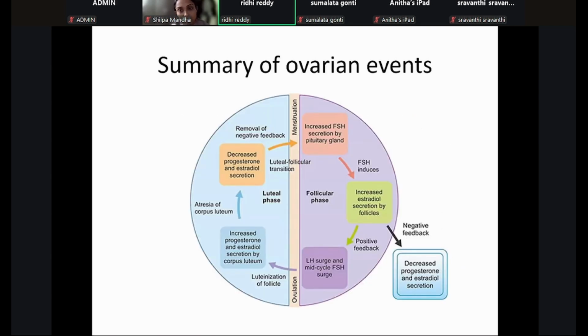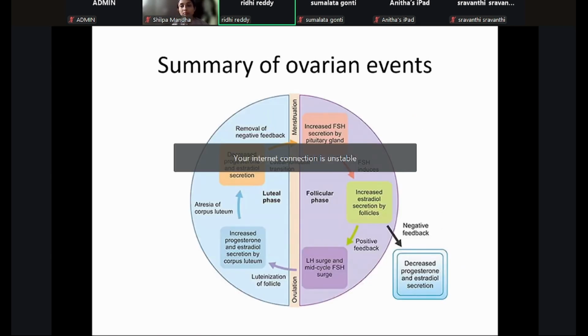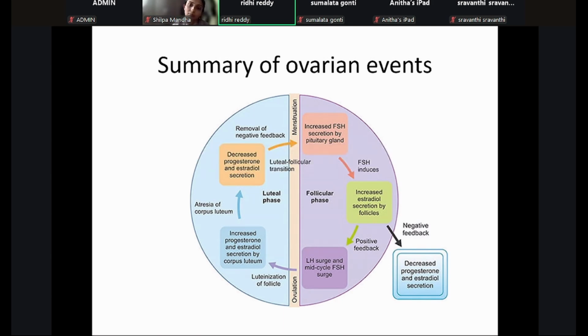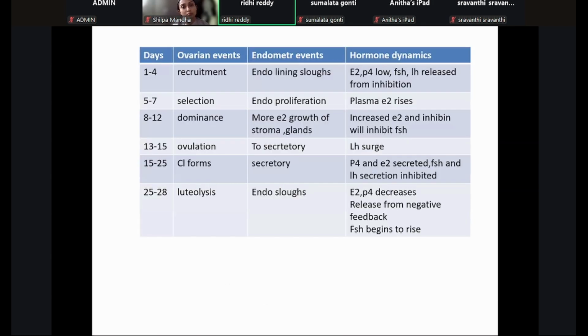So this is a summary of ovarian events. Menstruation, there will be increased FSH, then FSH induces increased estradiol secretion, then again it will cause positive feedback, then ovulation will happen. Then 9 to 11 days after ovulation, there will be atresia of the corpus luteum, then decreased secretion, then there will be no negative feedback, luteofollicular transition will be there, and menstruation will be there.